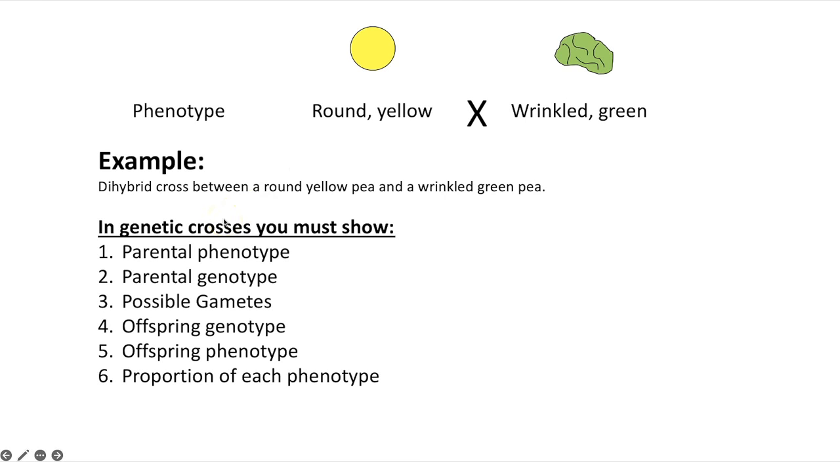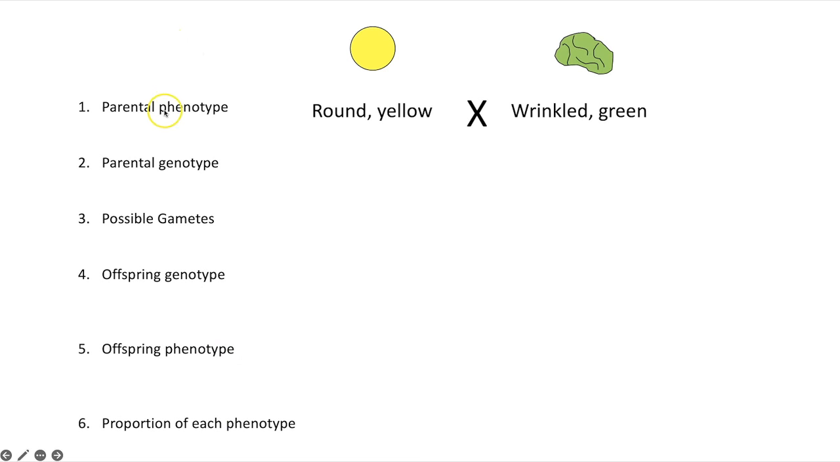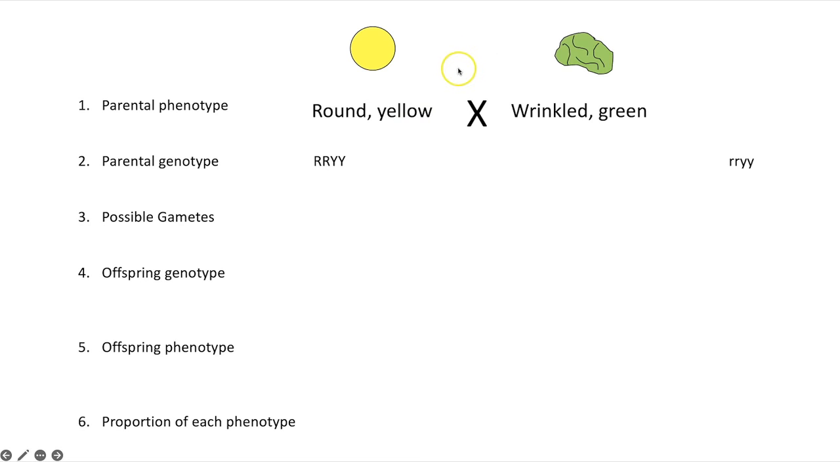And when we do genetic crosses, we should always show and label where possible the parental phenotype, parental genotype, possible gametes, the offspring genotype, correctly match up the phenotype to those genotypes and give the proportion of each phenotype. And that's why often in the exam they give you this space to fill in each of those criteria. So we've got a round yellow and a wrinkled green. And in this example, we are being told that the round yellow is homozygous dominant for both of those genes.